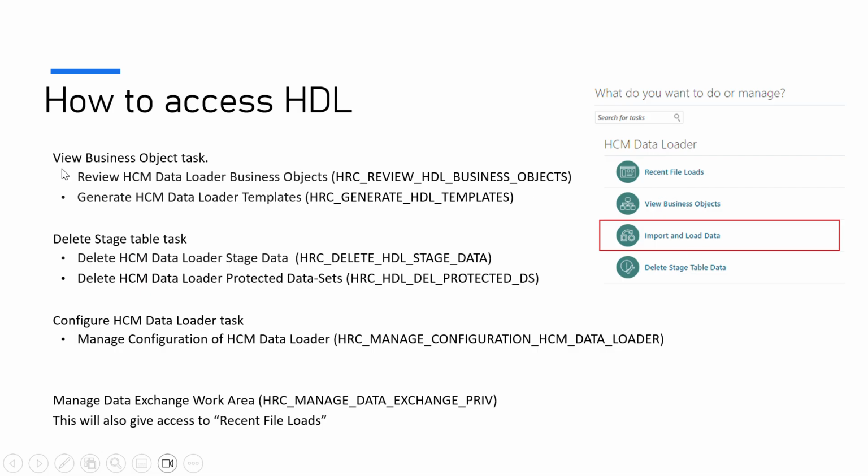Okay, so take an example, the view business objects task. Suppose I want to give access only to this task. In that case, these are the two different privileges the user should have. The first one is review HCM data loader business object. As I mentioned, when you go to this task, you will be finding a list of business objects, right? This privilege will let a user view all the business objects and the properties, etc.